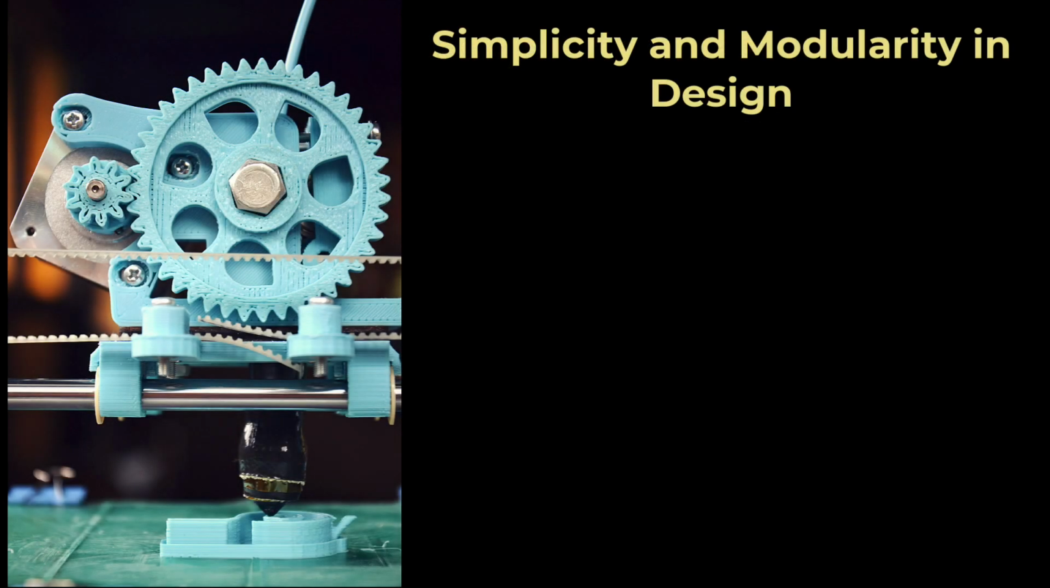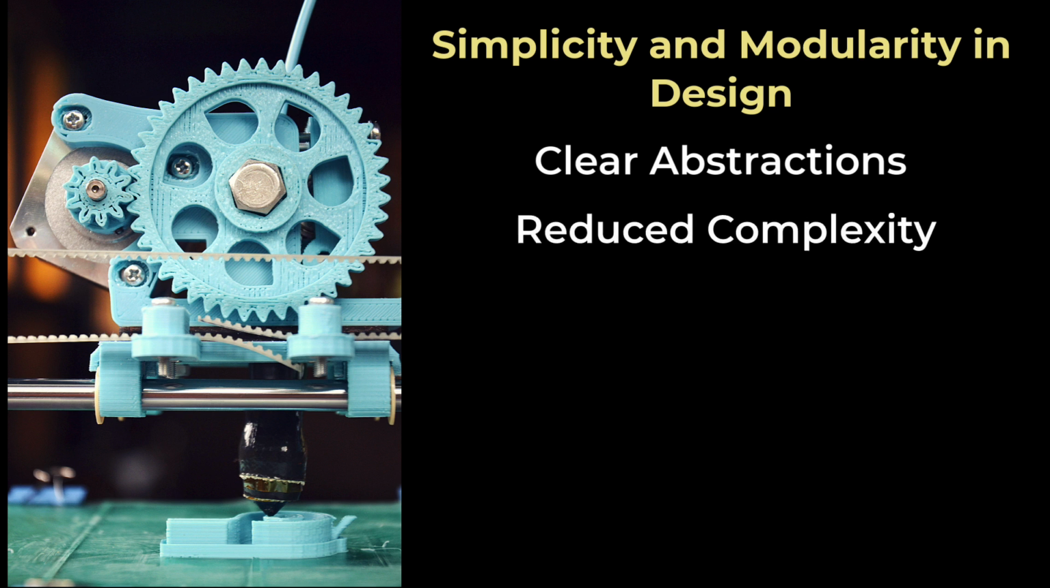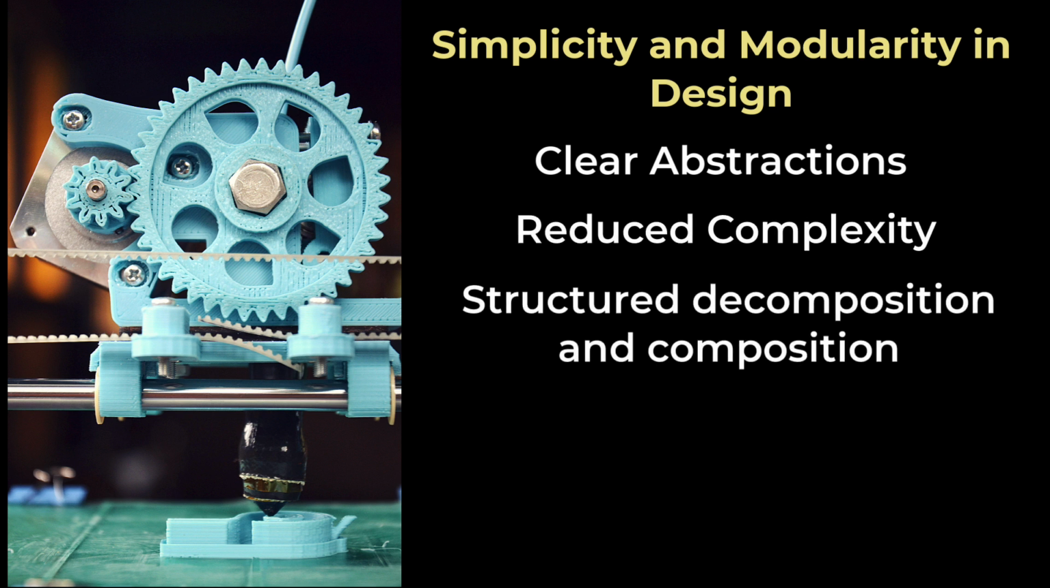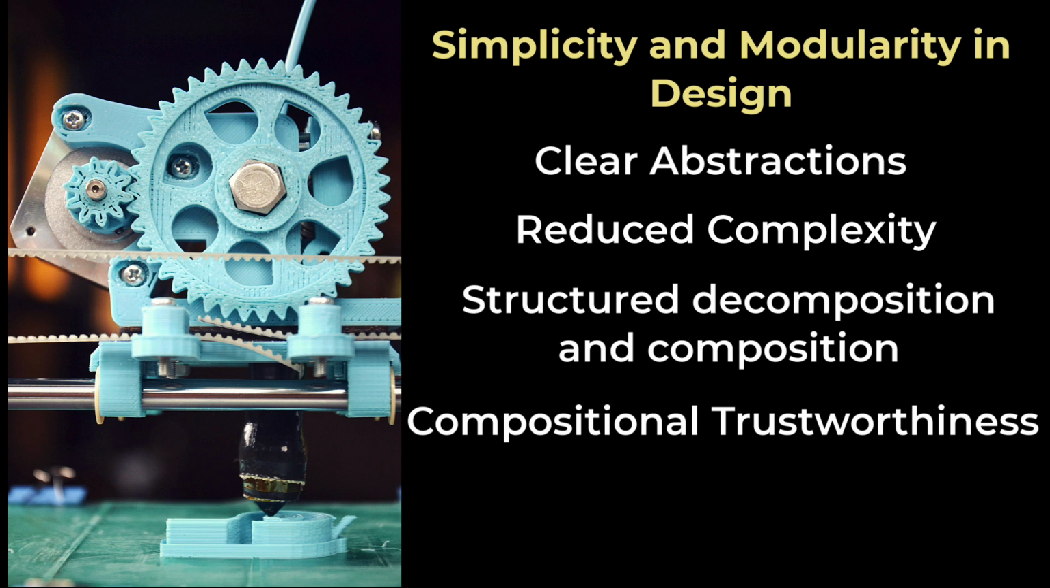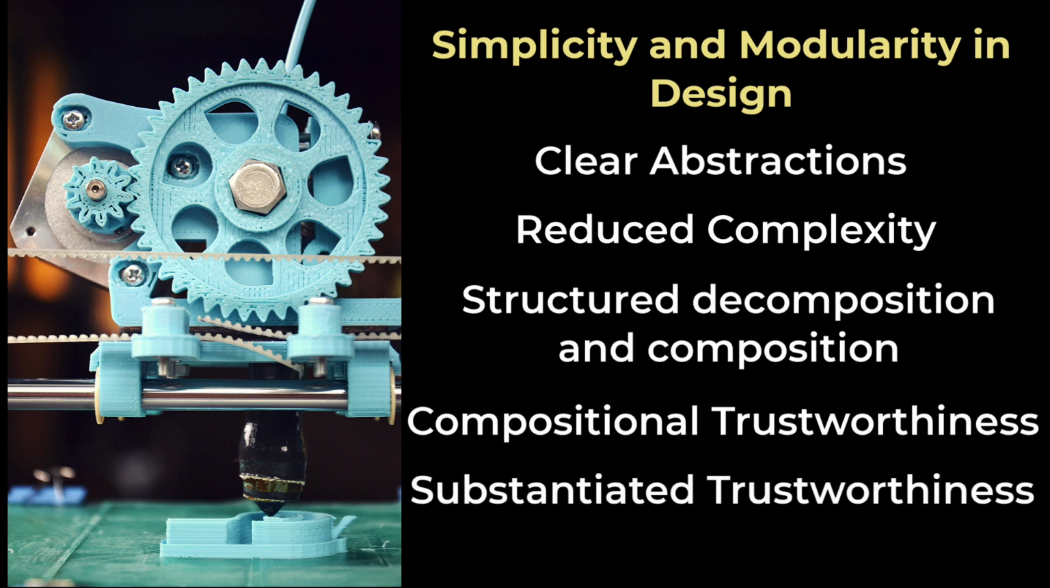Modern IT systems are undeniably complex, making them challenging to secure. Our first principles address this by emphasizing simplicity, clear structure, and modularity in design. The goal is to make systems easier to understand, analyze, and trust. The design principles involved include clear abstractions, reduced complexity, structured decomposition and composition, compositional trustworthiness, and substantiated trustworthiness.